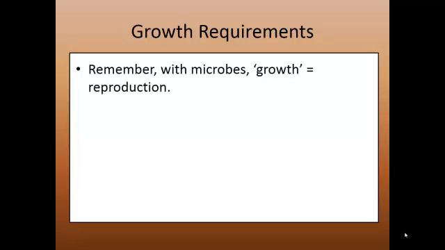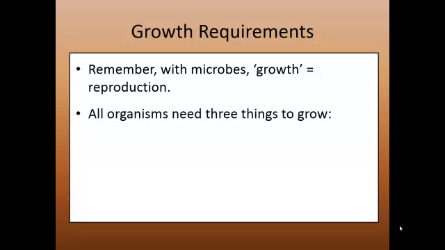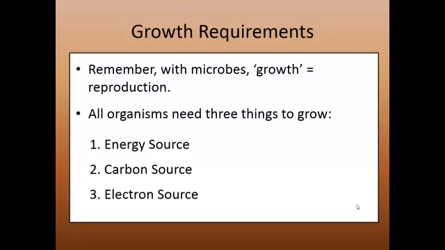Remember, with microbes, growth equals reproduction as well as an increase in size. What can we measure easily? Reproduction. An increase in the number of cells in a population. All organisms need three things to grow, to get bigger, and to reproduce. They need an energy source, they need a carbon source for their organic molecules, and they need an electron source.